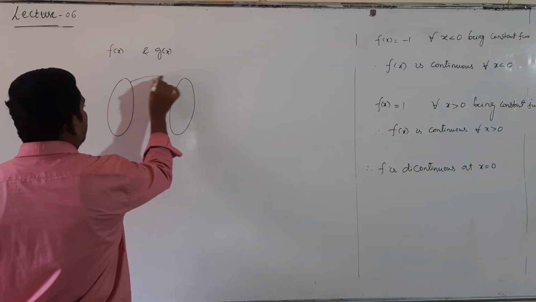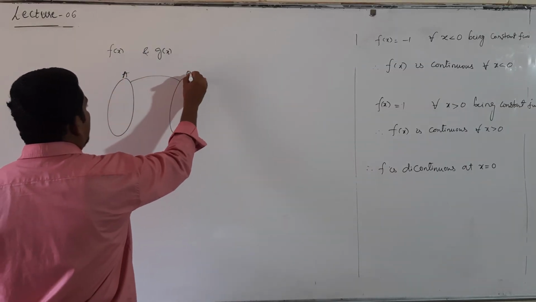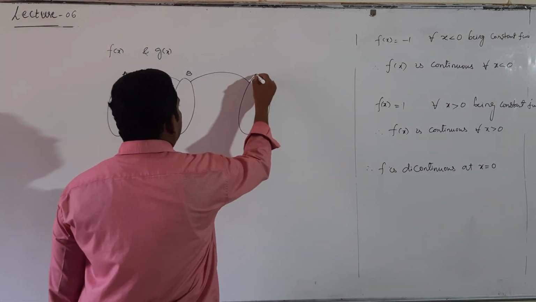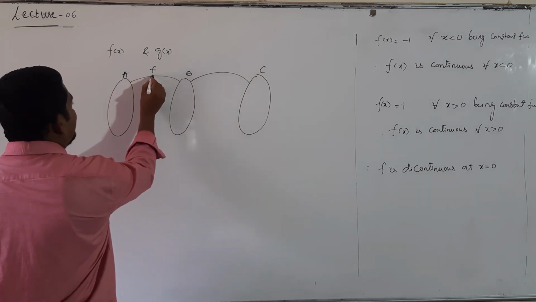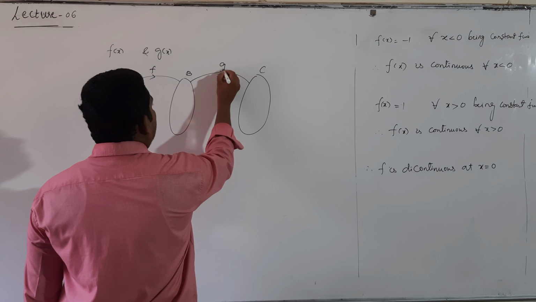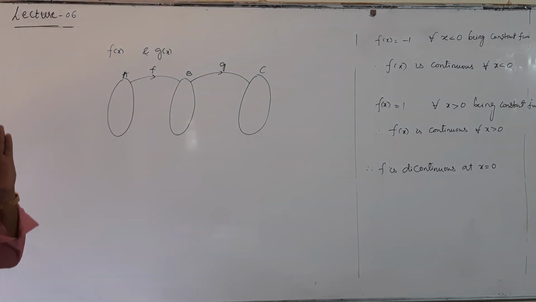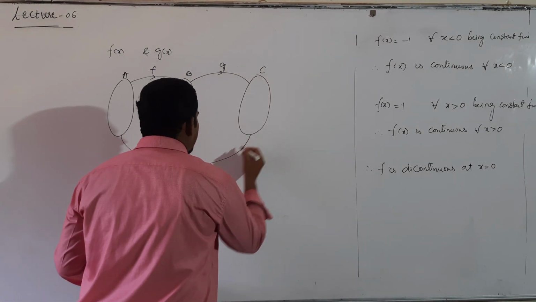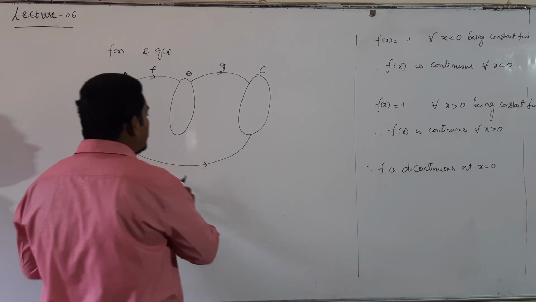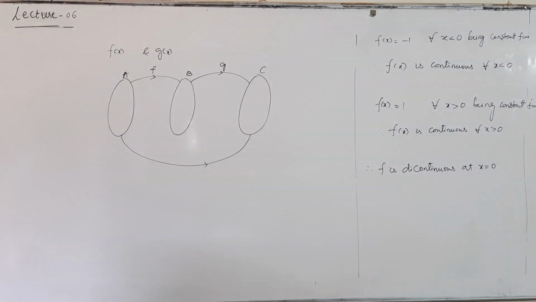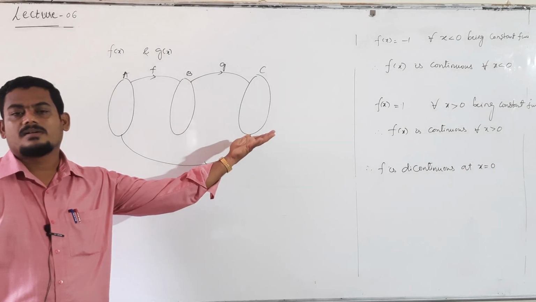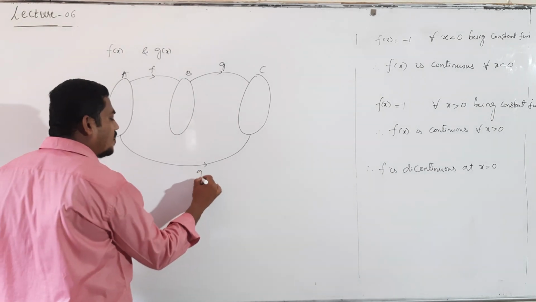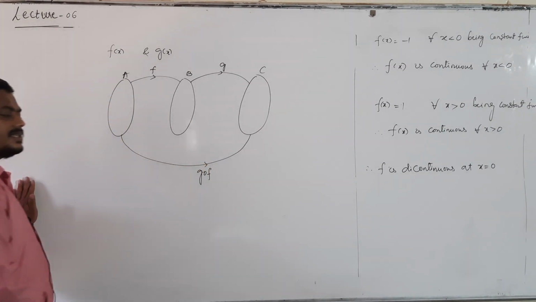function f from a to b, it is one function, a to b. Another function is from b to c. Function f is defined from set a to set b, and another function g is defined from set b to set c. Then one more function exists, a third function from the first set to the third set. That function is known as the composition of f and g.